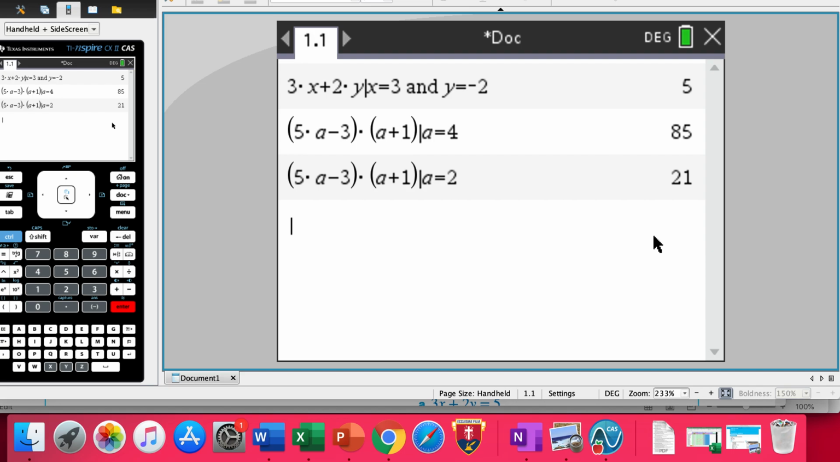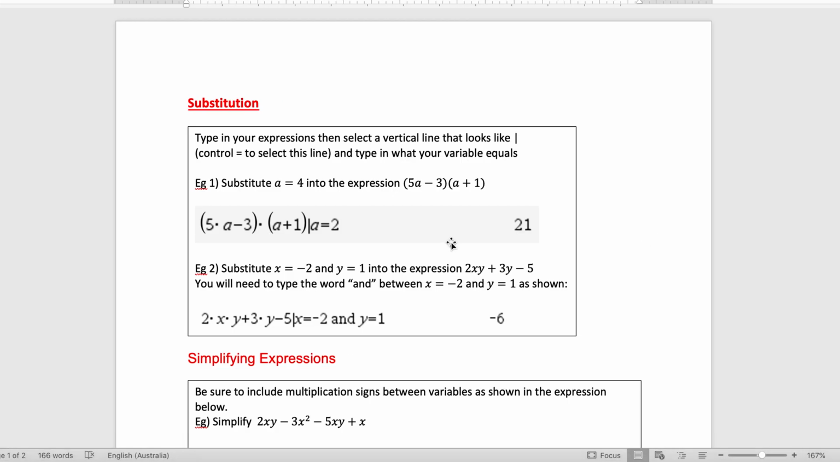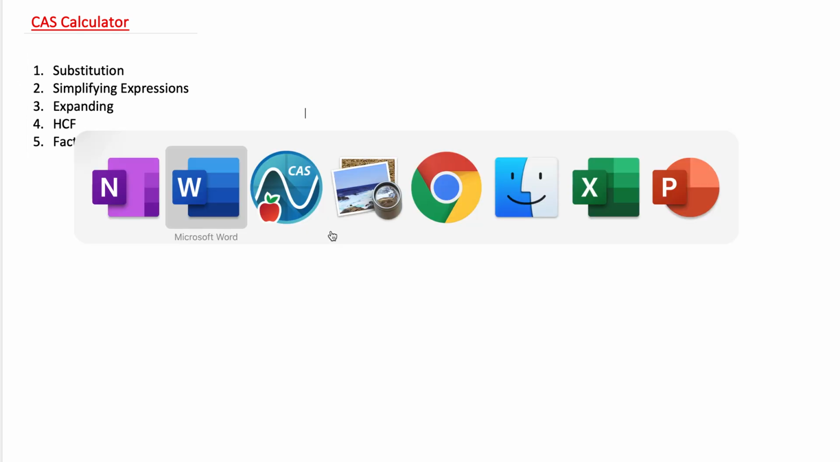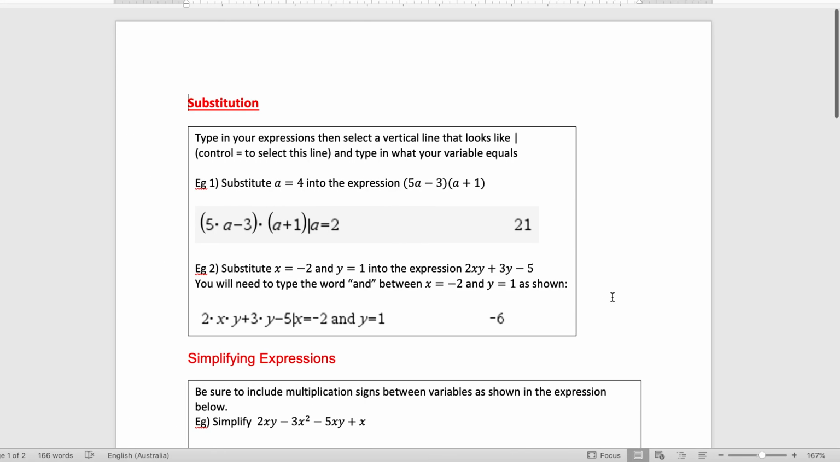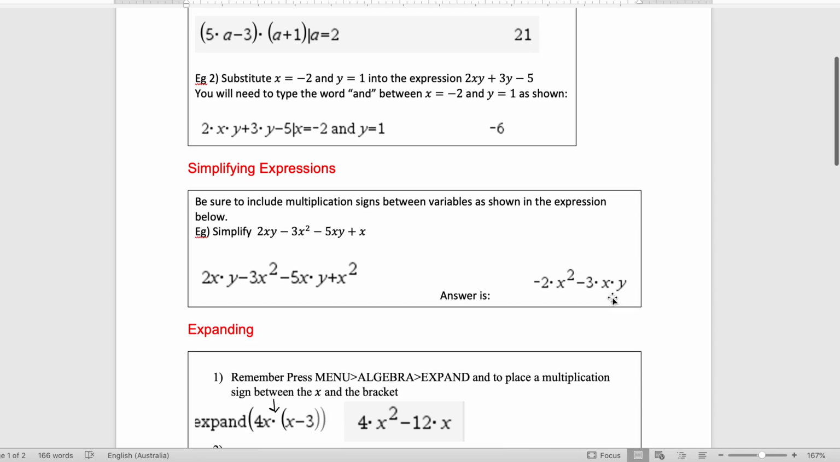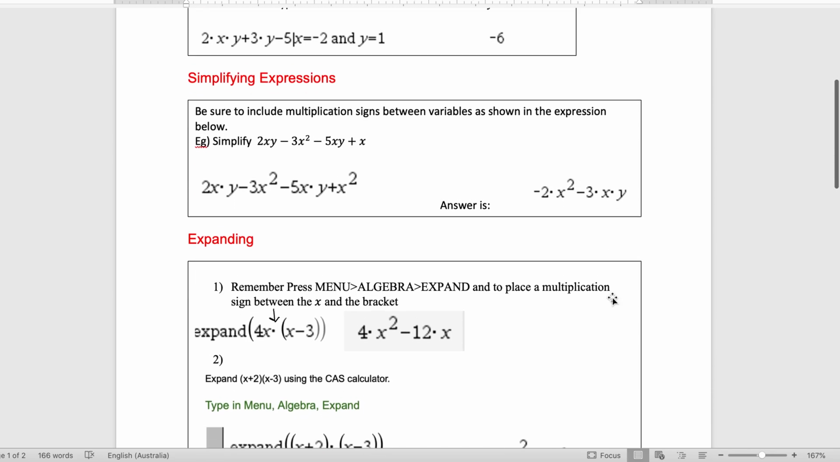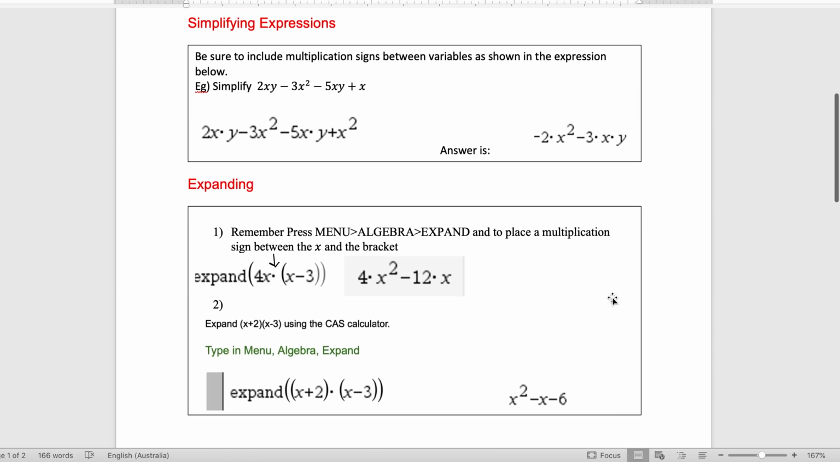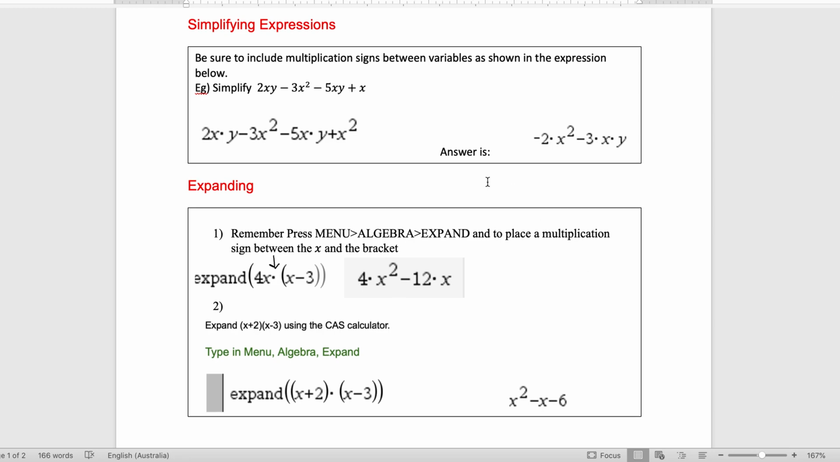In the next video, or should we do another one? Maybe we should do another one in this video. Okay, let's try to do simplifying expressions. So we're going to continue with this one that we have here. To simplify expressions, it says here simplify, and we have this expression here, and we just have to type it in and then press enter.